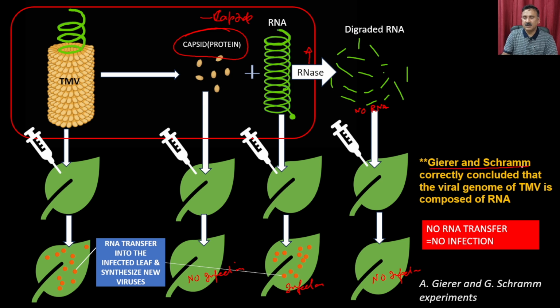So Fraenkel-Conrat and Singer correctly concluded that the viral genome of TMV is composed of RNA. So if there is no RNA, then there will be no infection.